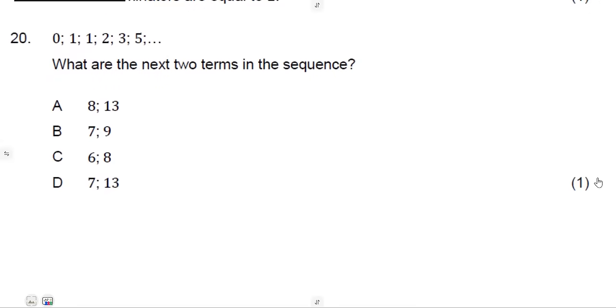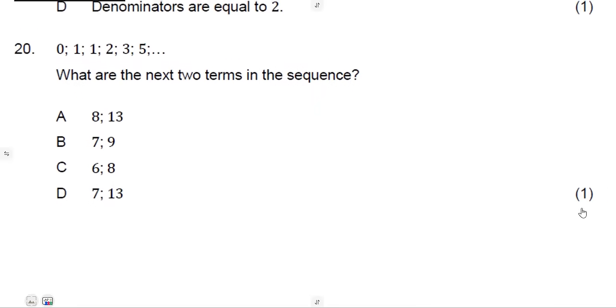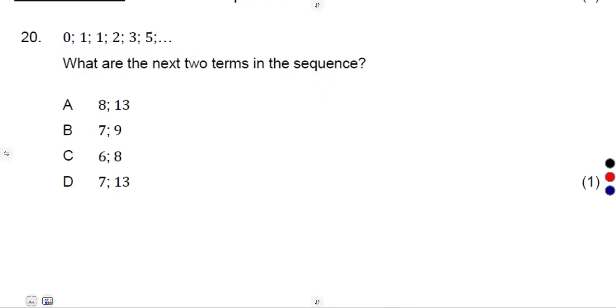What are the next 2 terms of the sequence? Okay, this type of sequence, guys, 0, 1, 1, then 2. What is happening here? Let's try to study this. If we study this properly, we are going to see that it's a Fibonacci sequence. What is this Fibonacci sequence? It is a type of sequence. Normally, it starts with a 0, then it repeats 1 and 1.